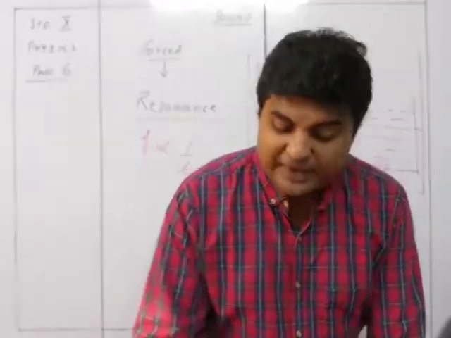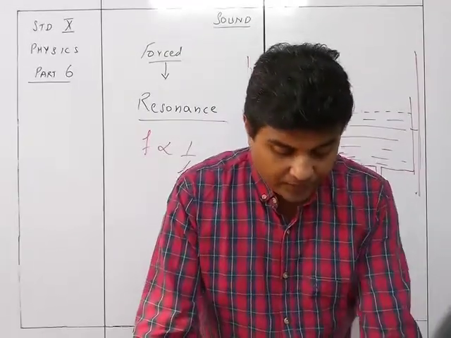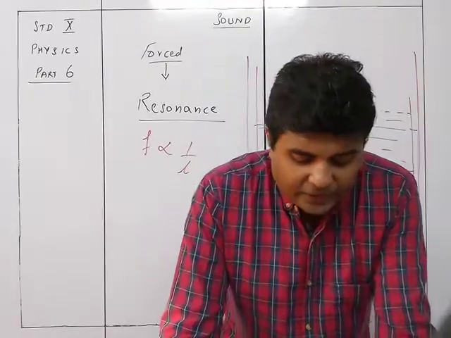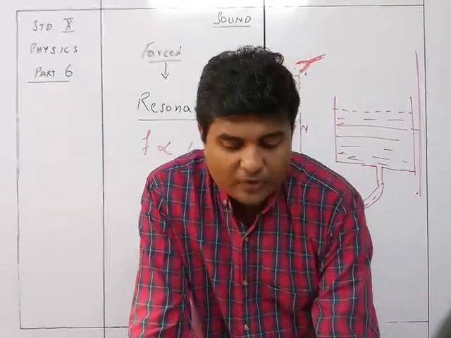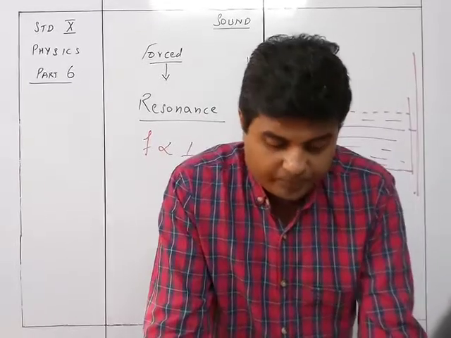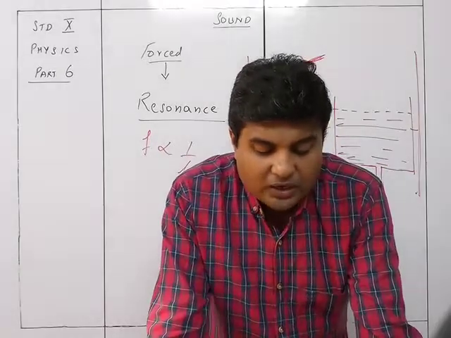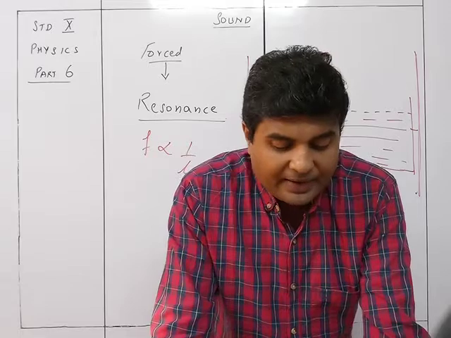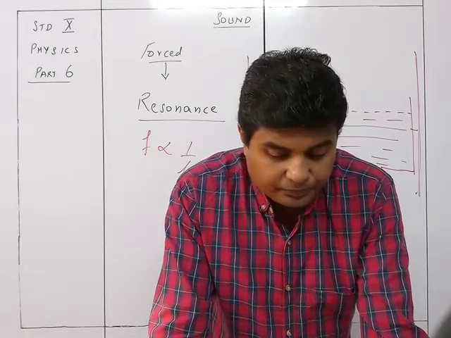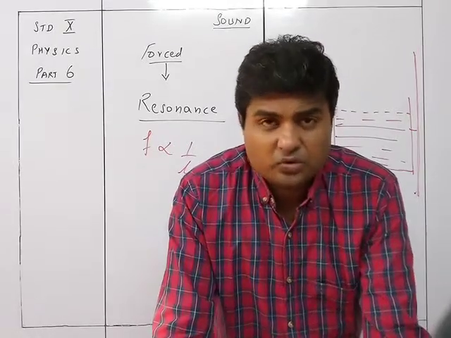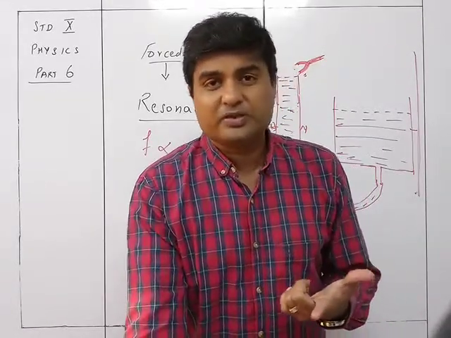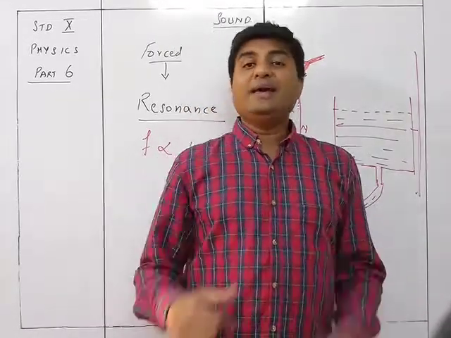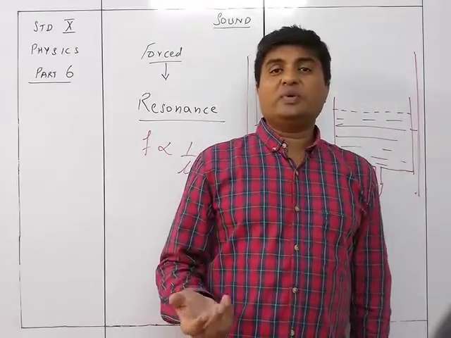So the explanation to this is this way. The vibrating tuning fork held just above the mouth of tube A produces forced vibration in the air column of tube A. Now we know the frequency is inversely proportional to the length. So if I increase the length, automatically the frequency is going to decrease.